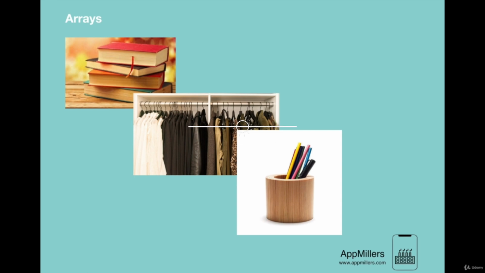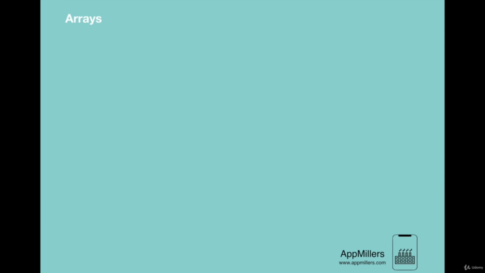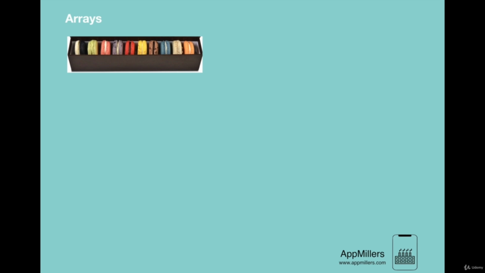Let's quickly examine one of these real-life array structures to understand the logic behind the array. So here, we will look at this box of macarons. This box of macarons is very similar to the array data structure. If we look at this box very carefully, we can easily see its properties.